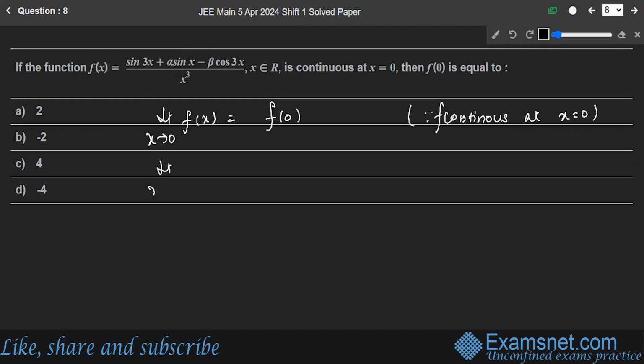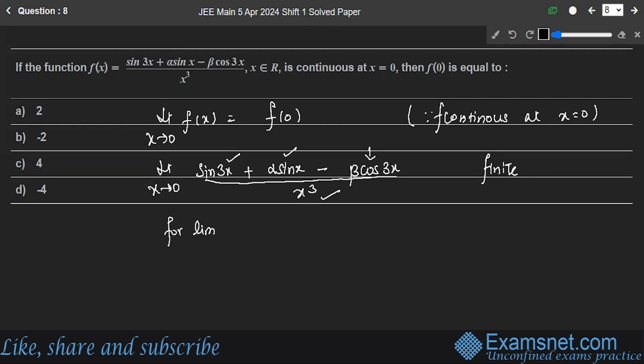That would simply mean limit x approaching 0 of (sine 3x plus alpha sine x minus beta cos 3x) whole thing divided by x cube. For a finite solution, the denominator will have a 0, this will be a 0, this will be a 0. But this is not a 0 because cos of 0 is equal to 1. So this will be minus beta upon 0. That means for the limit to exist, beta should be 0.